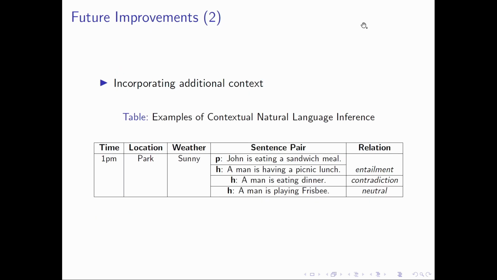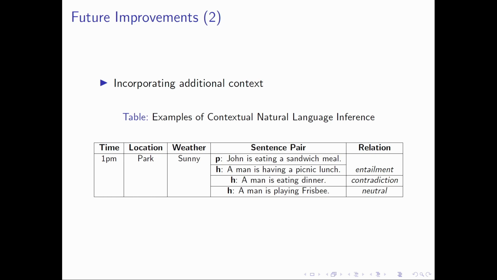Incorporating additional context with each premise would also help the decision-making of this corpus. For example, the table shown here demonstrates how the time, location, and weather could be used to assess 3 hypotheses with the same premise. The first hypothesis would be labelled as having entailment, as having a sandwich for lunch at 1 PM is a common occurrence, especially outside in a park when it is sunny. However, the second hypothesis would be labelled as contradiction.